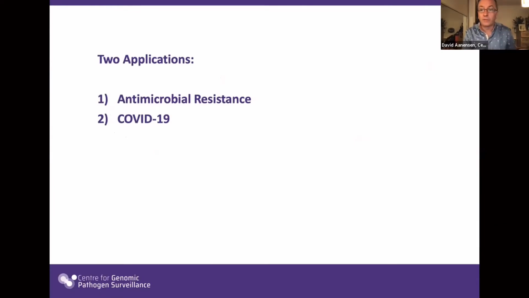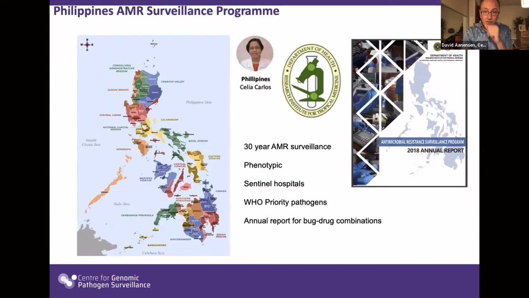So just a couple of applications and examples of this. One in AMR and second in COVID, because I think we're all hyper aware of the fact that genomics has been very fundamental in us identifying lineages within COVID-19. And there's a huge amount of investment and understanding that we need to upscale. And I think we need to leverage that to continue to understand and spot these kind of emergences of risks within AMR. So, work that's been ongoing in the Philippines for the last number of years.